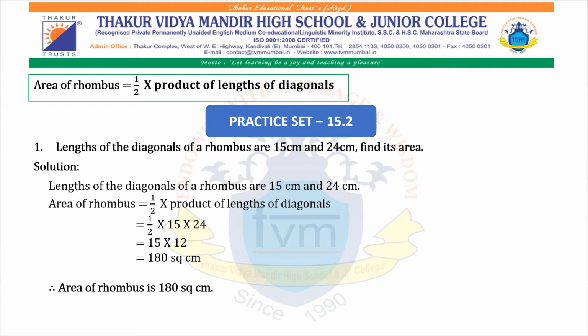So area of rhombus is equal to half into the product of the lengths of the diagonals, which equals half into 15 into 24, which equals 15 into 12, that is 180 square centimeters. Therefore, area of the rhombus is 180 square centimeters.